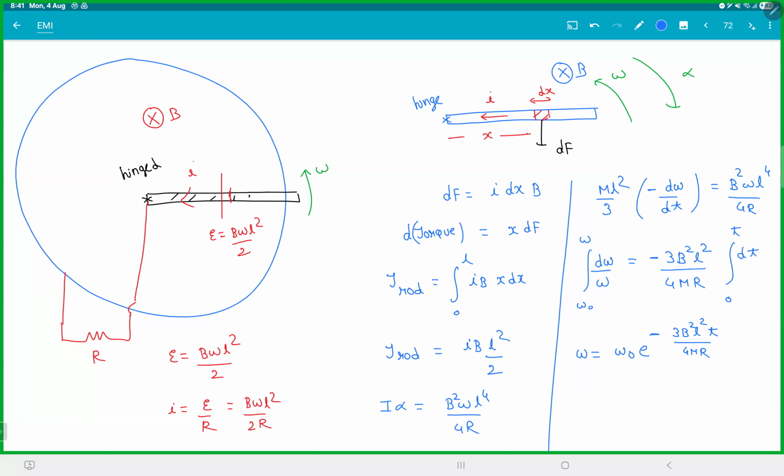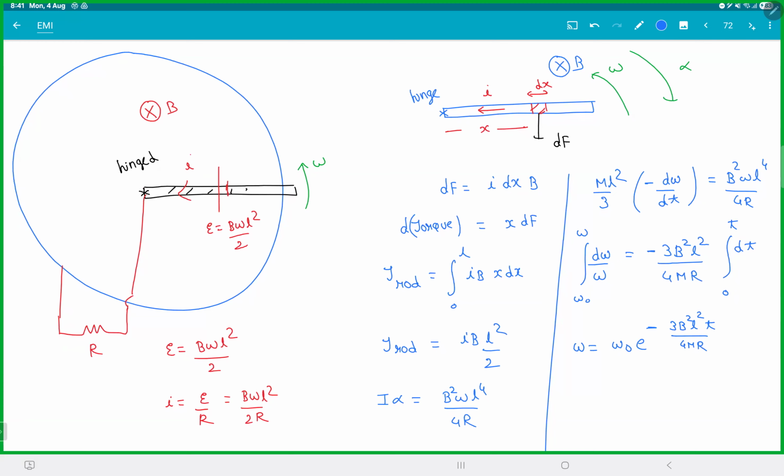If I ask you a question, find the total heat produced, how will you find that? If you want total heat, this is nothing but integral I square R dt 0 to infinity. There is a much better way. This is nothing but half I hinge omega square, isn't it? The total kinetic energy of the rod becomes heat. Eventually the rod will stop. So where did all this kinetic energy go? It has become heat in the resistor.